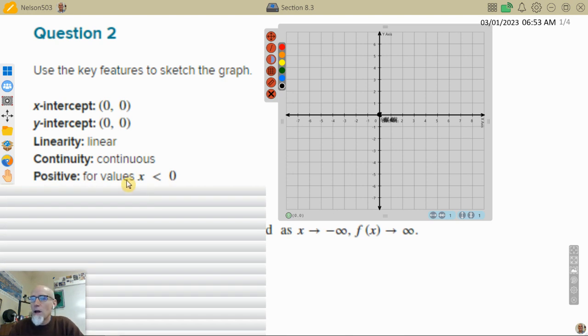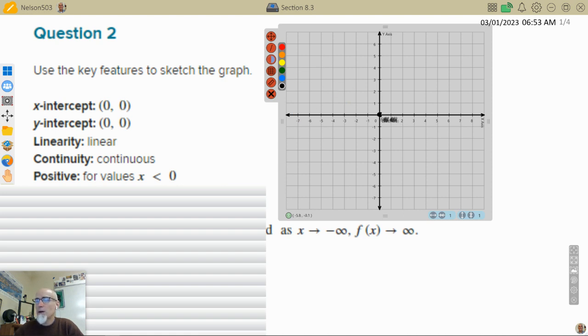It says for x values that are less than 0, it's positive. Now, what does that mean? So let's go over here, and these are x values that are less than 0. It's telling us that the y value is positive. Right now, they're telling us that it's going through the second quadrant, right?